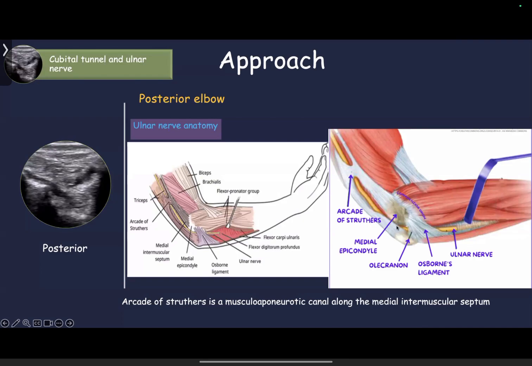Posterior to the medial epicondyle, it runs into the cubital tunnel, and the roof of the cubital tunnel is formed by the Osborne ligament or the Osborne retinaculum. So again, this is one of the sites for compression. As it goes down, it will pierce the flexor carpi ulnaris to enter into the forearm.